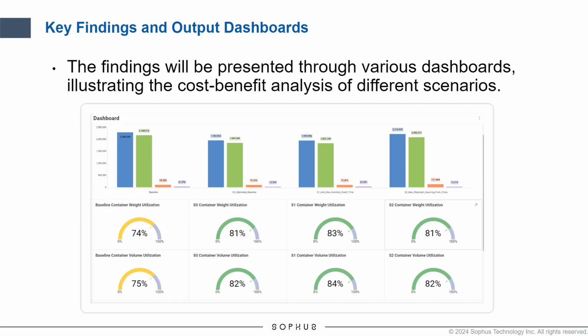Let's examine the results in Sophus's custom BI. We can create bespoke visualizations to suit our model. On the left, we see the baseline scenario without optimization of consolidation, which shows a total cost of $2.2 million and an average container utilization of 74.5%. In scenario 0, Sophus's optimization managed to find $300,000 in savings by increasing container utilization to 81%.